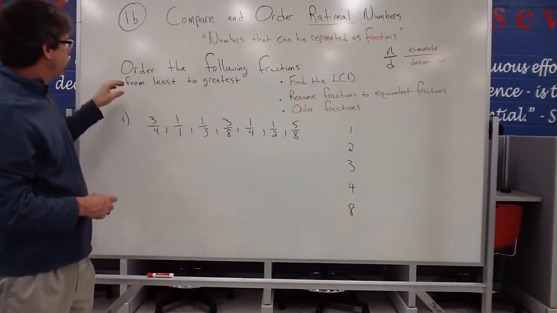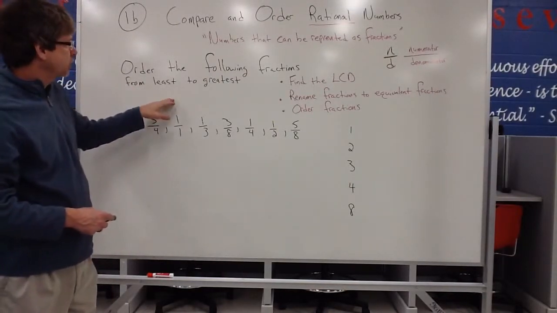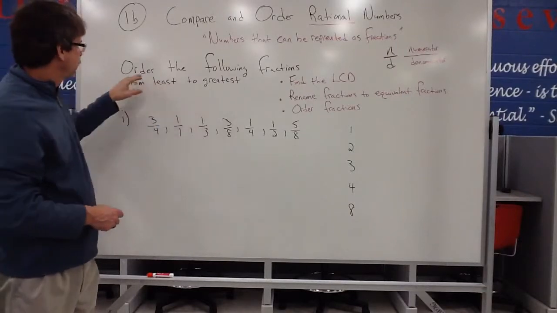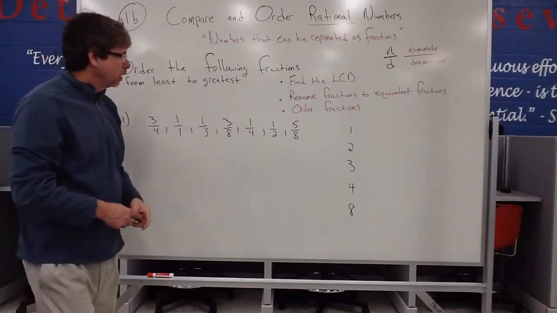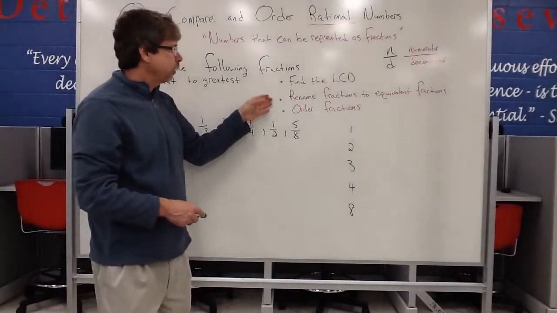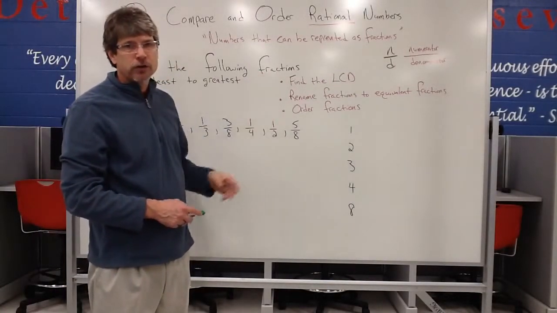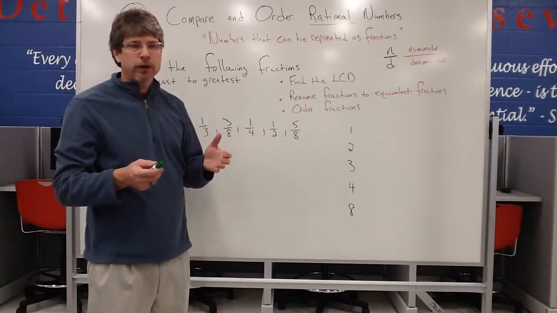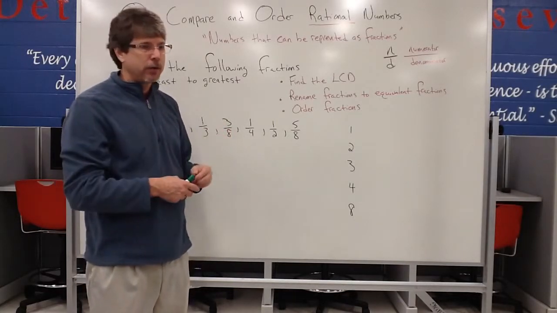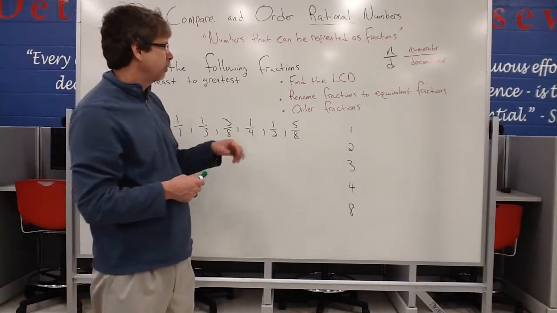In this lesson, we want to order the following fractions from least to greatest. Some of the steps in doing that: it's easier to order fractions if we have a common denominator. It's like comparing apples to apples. It's a lot easier if we have that same denominator. It makes more meaning come from the problem.